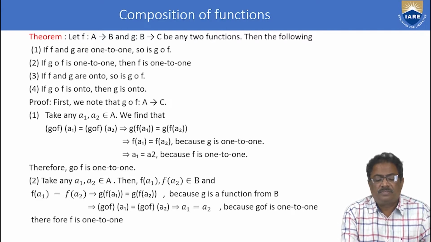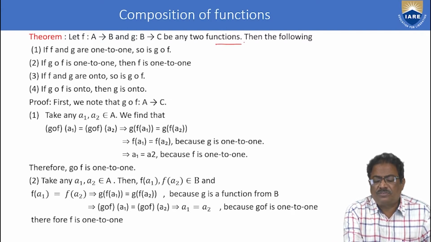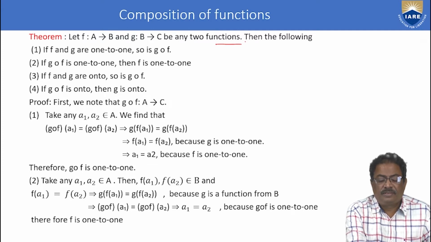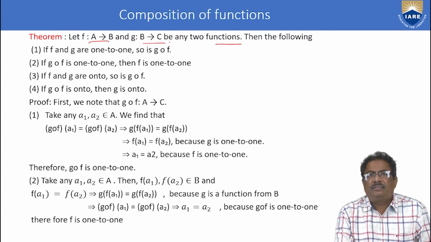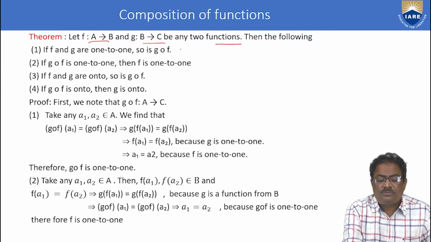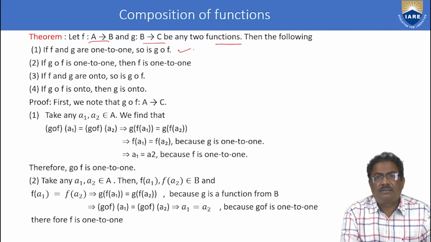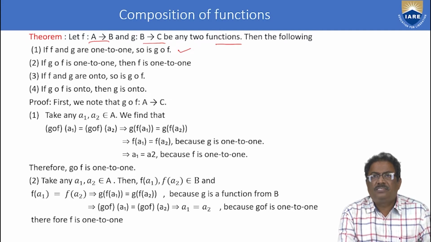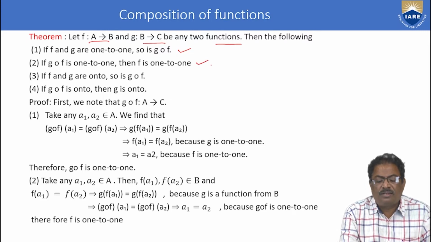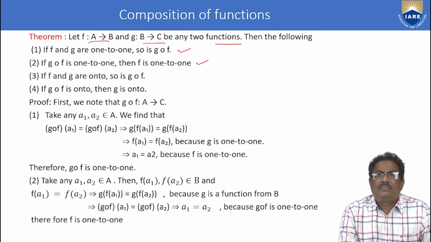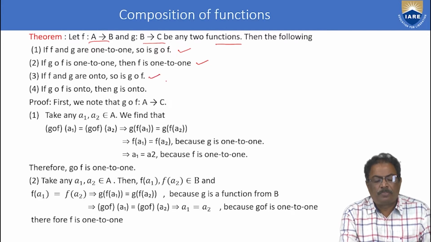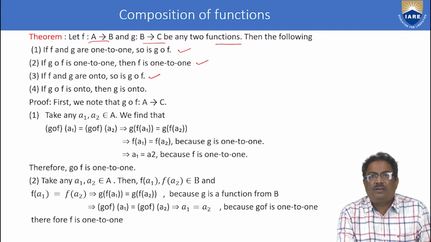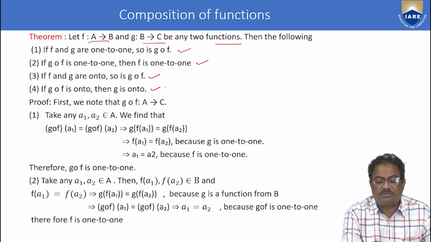The first theorem: f and g are any two functions, where f is from A to B and g is from B to C. Then the following are true. If f and g are 1 to 1, then g of f is 1 to 1. If g of f is 1 to 1, then f is 1 to 1. Third, if f and g are onto, then g of f is onto. Fourth, if g of f is onto, then g is onto.